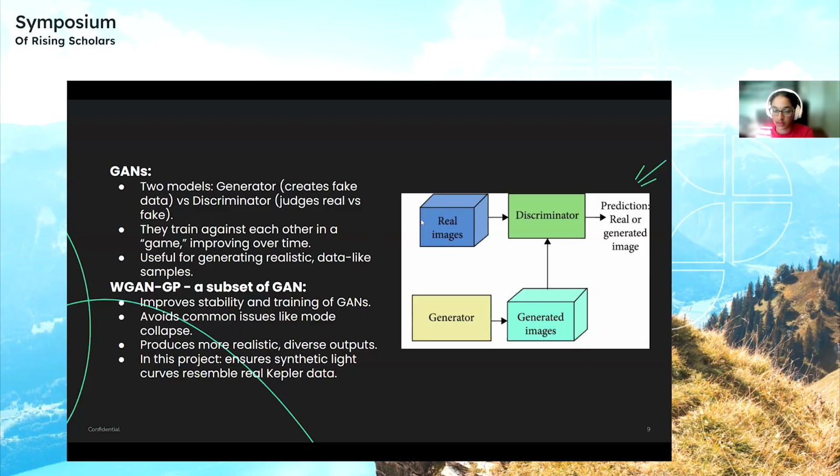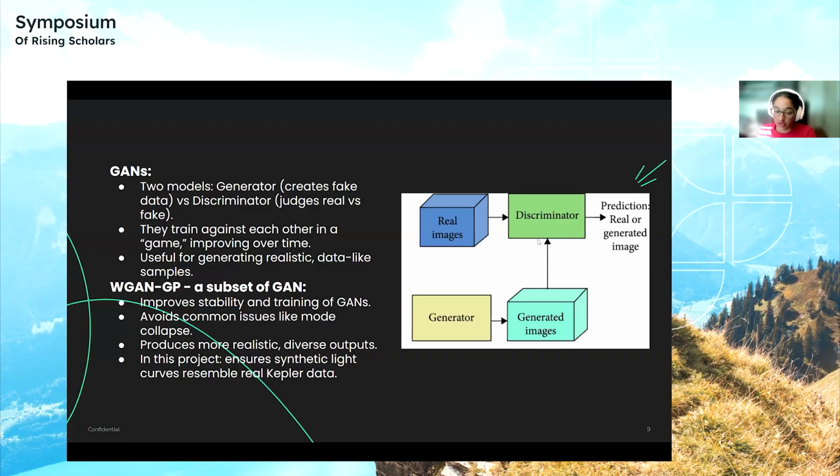So for example, in this diagram, you're given real images to the discriminator. The generator tries to mimic those real images, create fake images, and then the discriminator looks at those generated images and tries to tell if they're real or fake. So the generator's goal is to fool the discriminator into thinking that its generated data is real. And the discriminator's goal is to tell if an image is real or fake. So together, if they work against each other, they can make the generation of the data better.